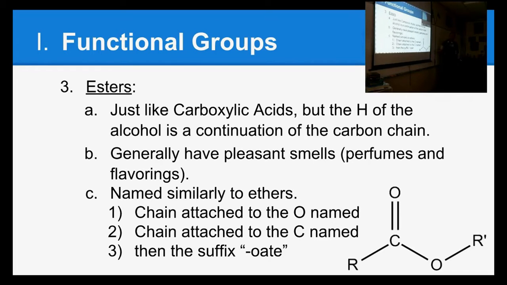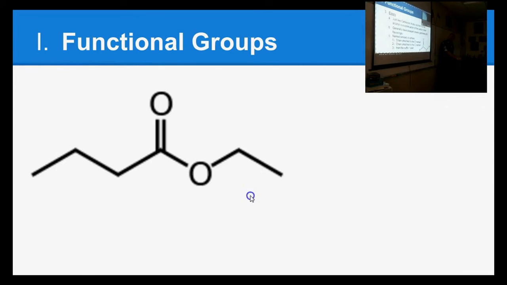We name them like an ether, where we name both sides, but instead of putting ether at the end, we put -oate at the end. And we always name the one stuck to the oxygen first. So if this side had 3 and this side had 4, then it would be propyl butanoate, or something like that. And so we name the oxygen side before the carbon side.